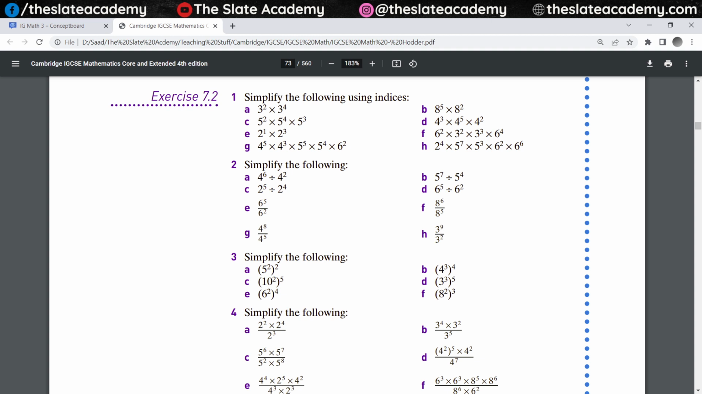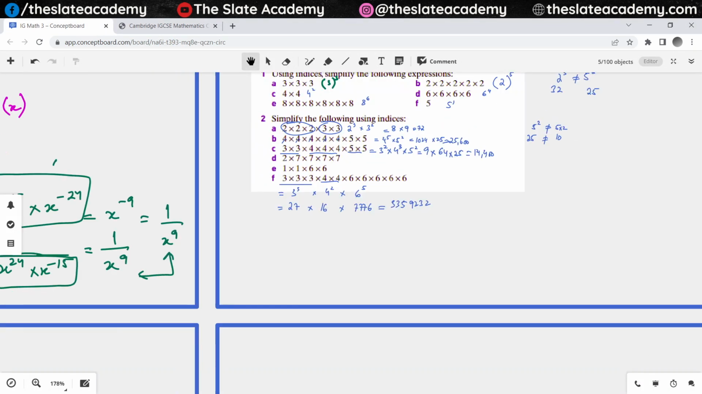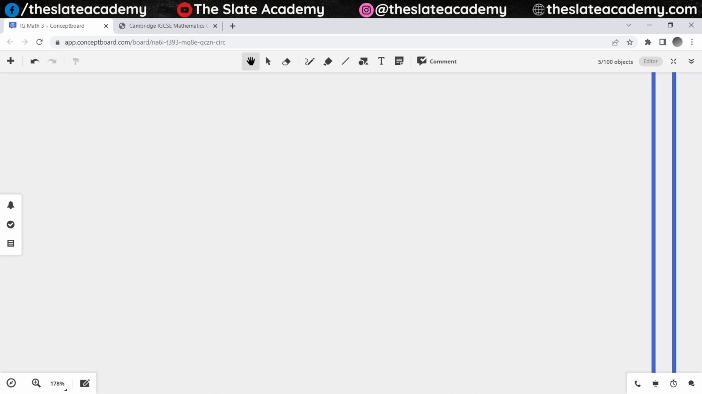Sure. GG. We are simply using the law of indices that we have mentioned at the start. Sure. Control V.